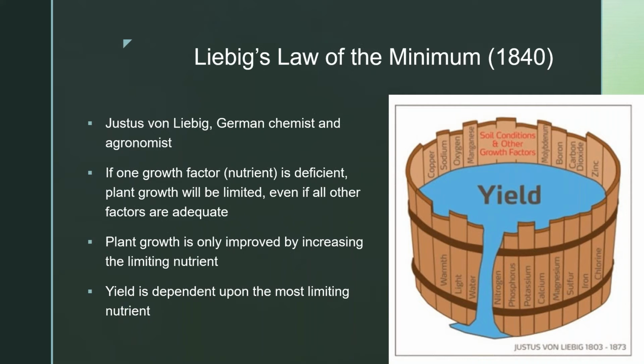And so how do we apply that to agricultural crops? Well, Liebig's law of the minimum says that if you're going to increase the yield, you have to focus on that one limiting nutrient, that one limiting factor. And if you raise that stave, then you can increase the overall yield of the crop.